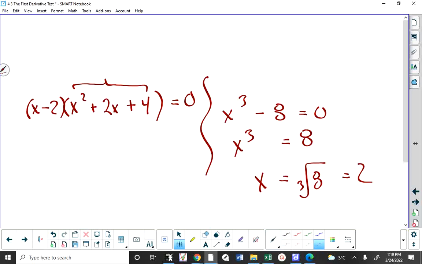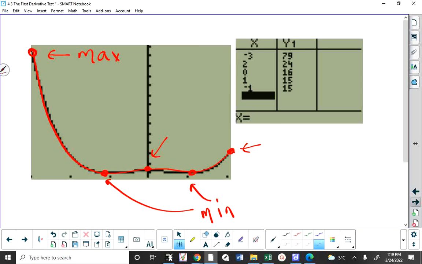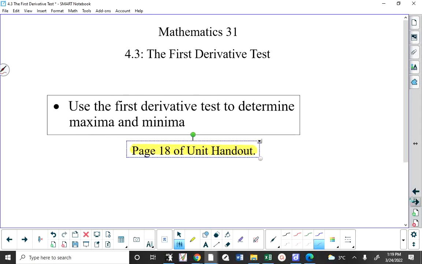We are going to move on now. Even though it's a relatively short lesson, we are down to half the time remaining in class. So we're going to open up our books to the first derivative test, which I believe is on page 18.